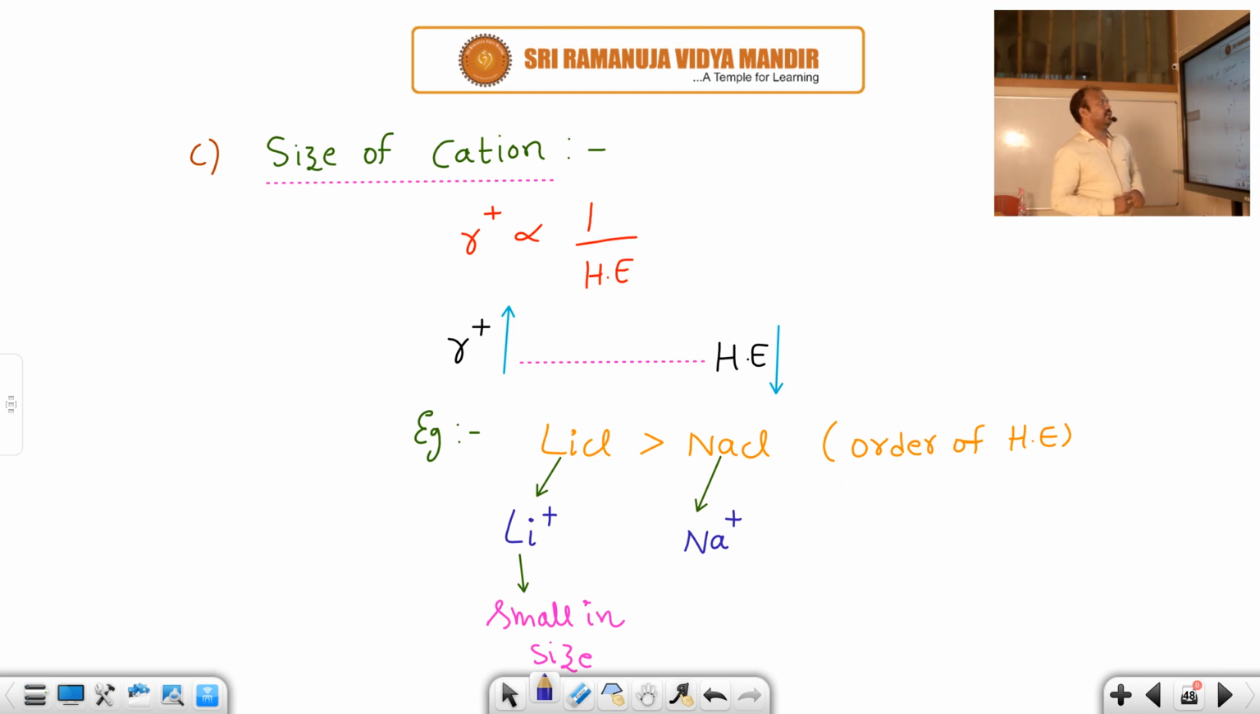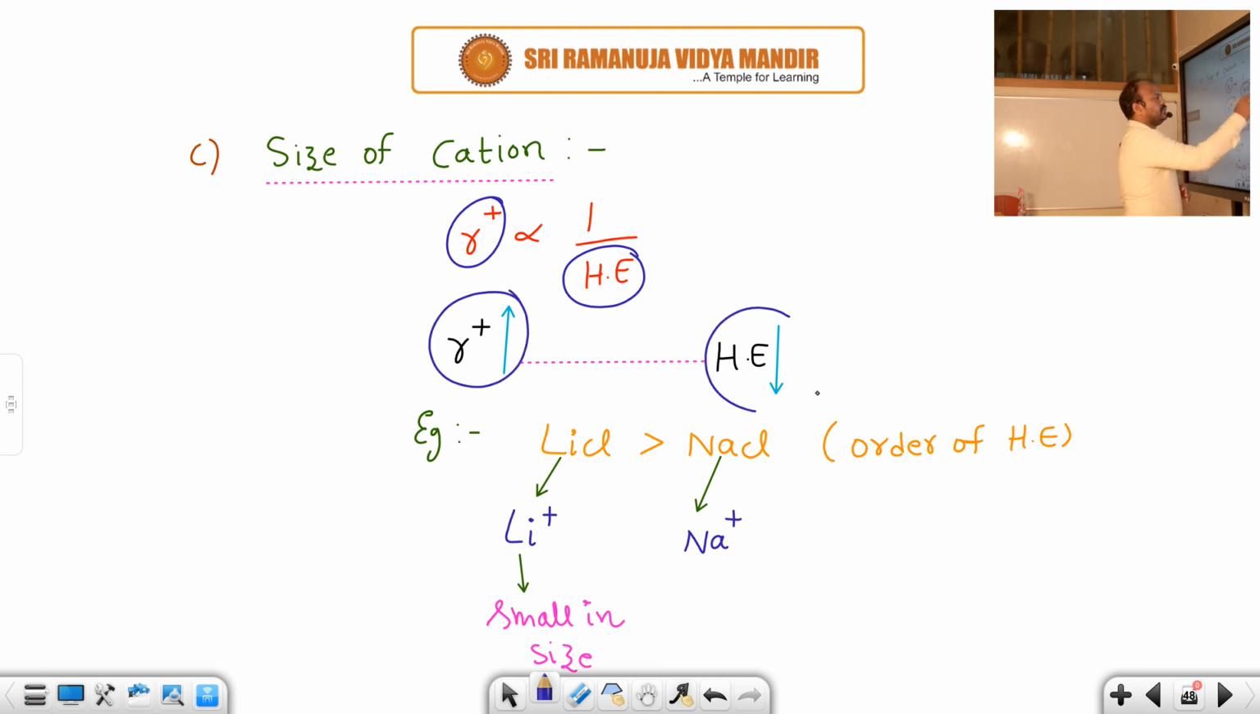And the size of the cation: hydration energy is inversely proportional to the radius of the cation and the radius of the anion. Inversely proportional means that when one variable increases, that is, the radius or size of the cation increases, hydration energy decreases. If you take lithium chloride and sodium chloride here, lithium is +1 and sodium is +1, both have a +1 charge.